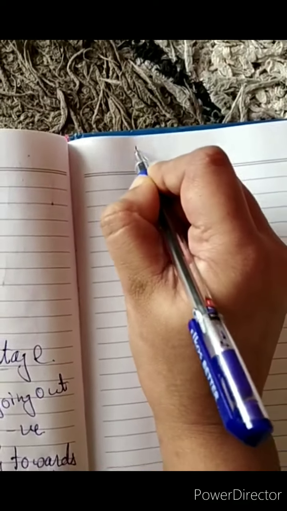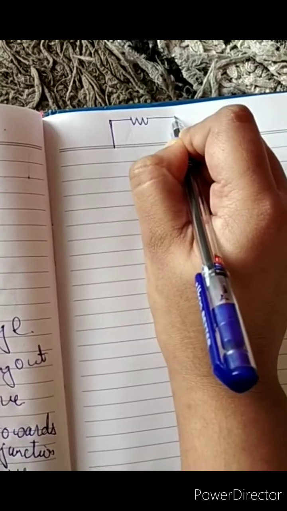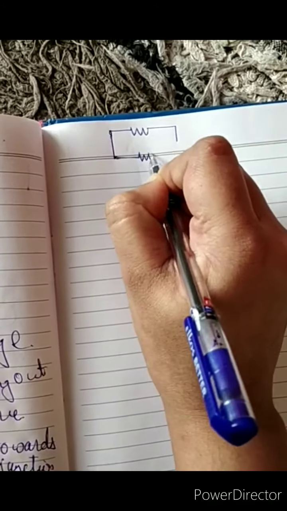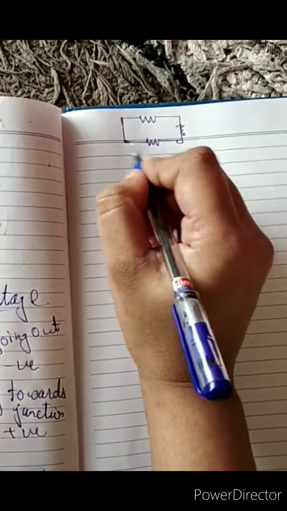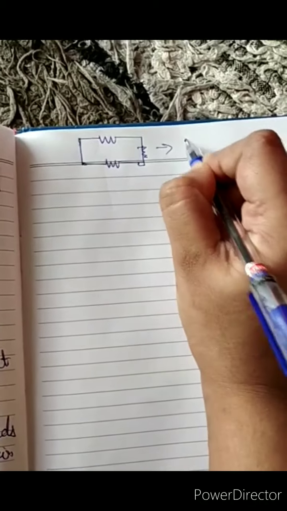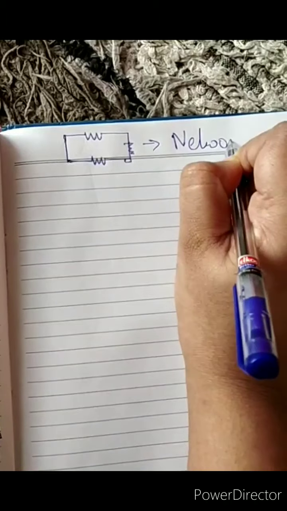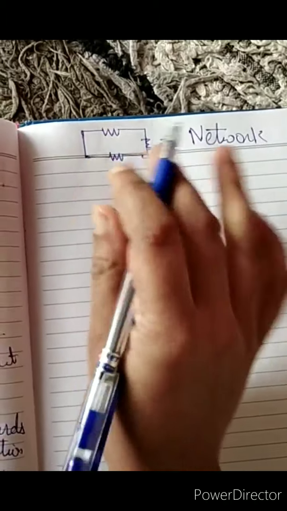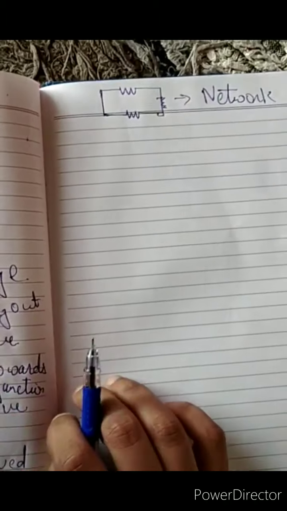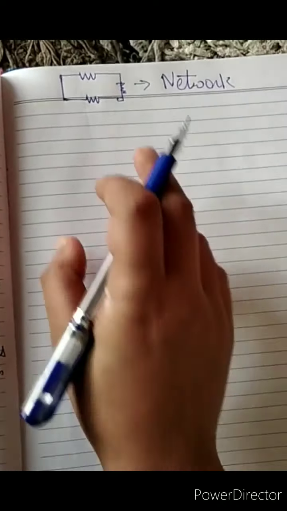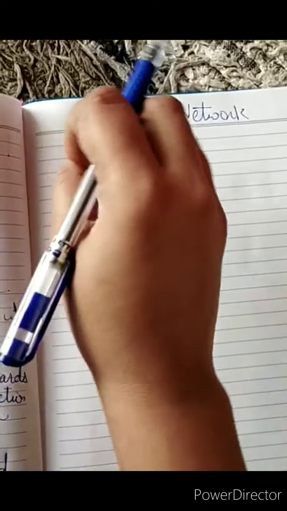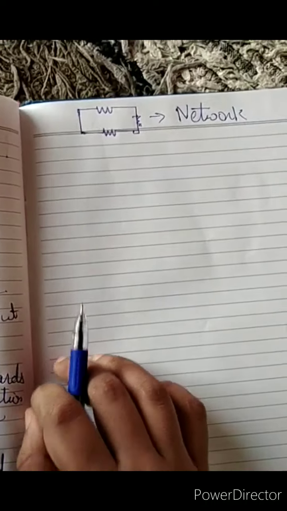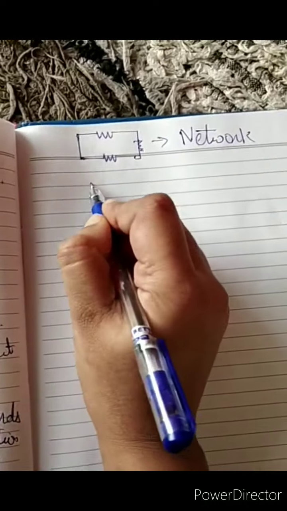First I will tell you one very simple thing. Suppose you have resistances like this or like this. This is called a network. Why is it called a network? Because there is no voltage source, no current source, nothing else is there. So this is called a network problem. Whenever you are going to solve this type of resistance, you will say network problem.